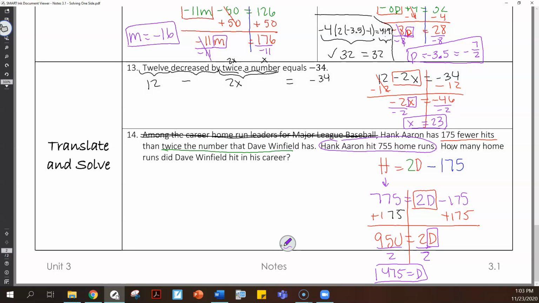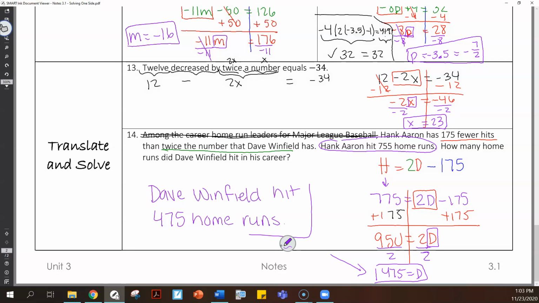Okay. So remember that with word problems, we want to answer these questions. So the question said, how many home runs did Dave Winfield hit? So I'm going to answer that by saying Dave Winfield hit 475 home runs in his career.